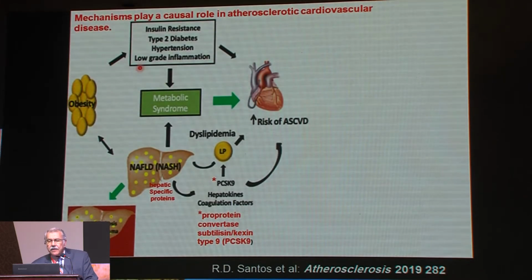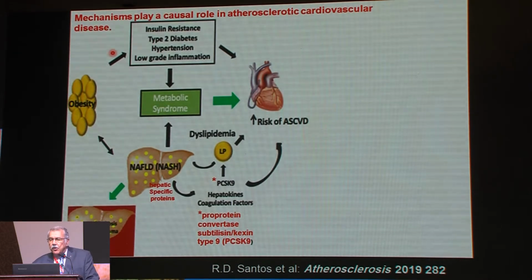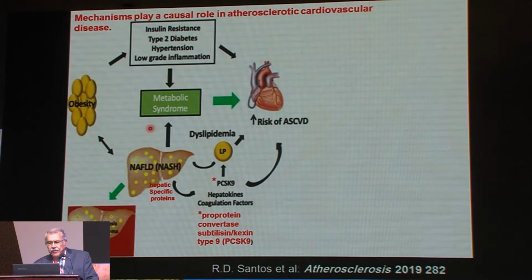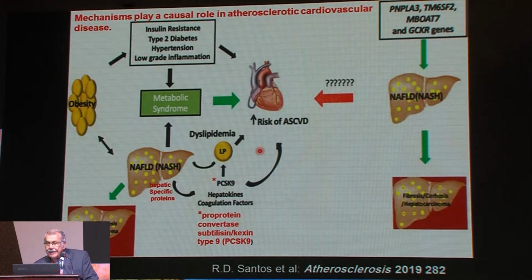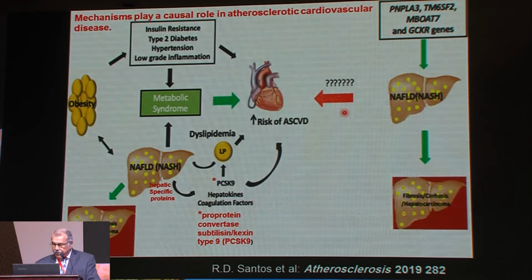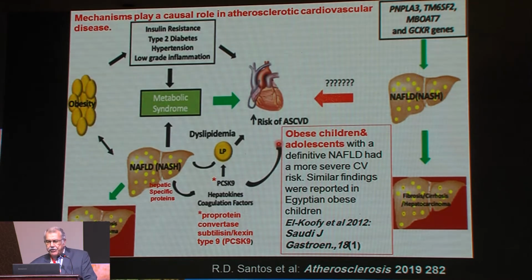A more recent presentation discussed the mechanisms playing a causal role in atherosclerotic cardiovascular disease, the same as I mentioned before, but with an increase in the hepatic specific proteins produced by the liver to cause this increased risk of atherosclerotic cardiovascular disease. What's interesting is the cases of gene polymorphism, which are very common, causing NAFLD NASH. In this condition, there will be fibrosis, cirrhosis, hepatocellular carcinoma, but the occurrence of cardiovascular disorders is questionable. However, in obese children, adolescents with a definitive NAFLD had a more severe cardiovascular risk, and similar findings were reported in Egyptian obese children.